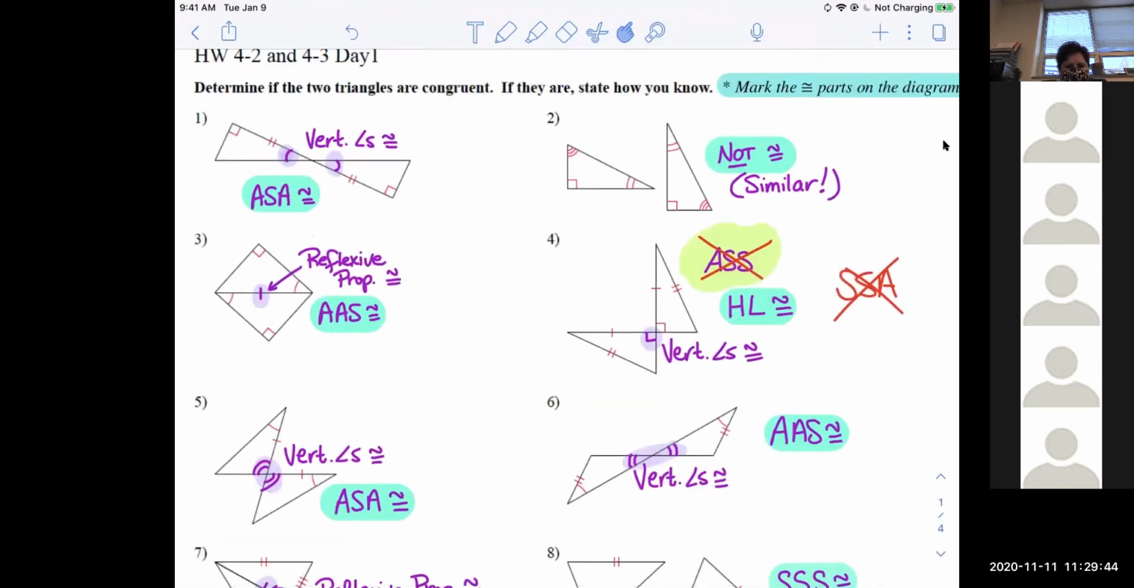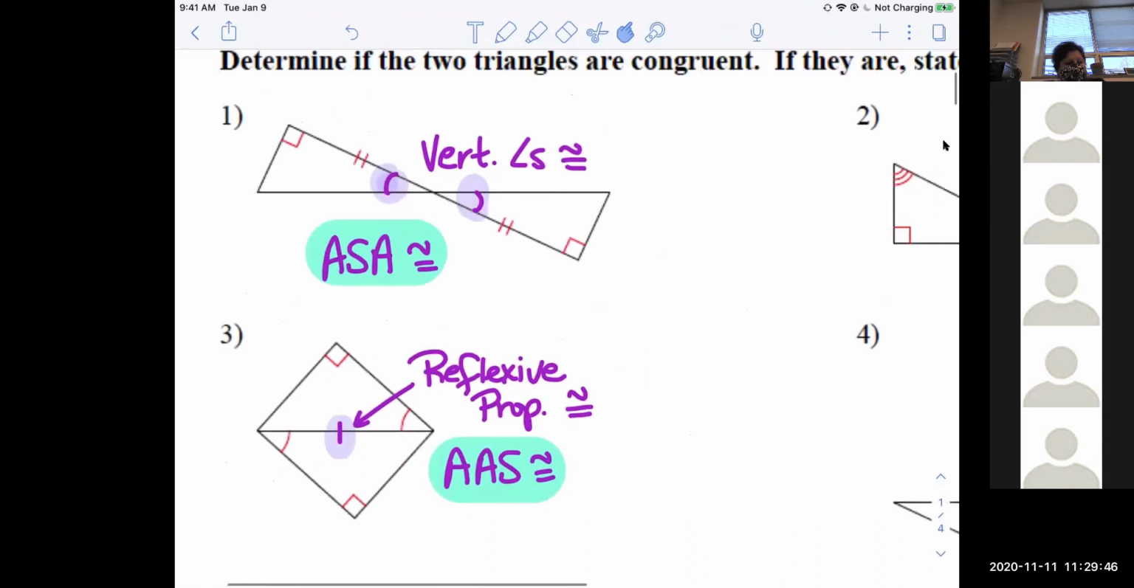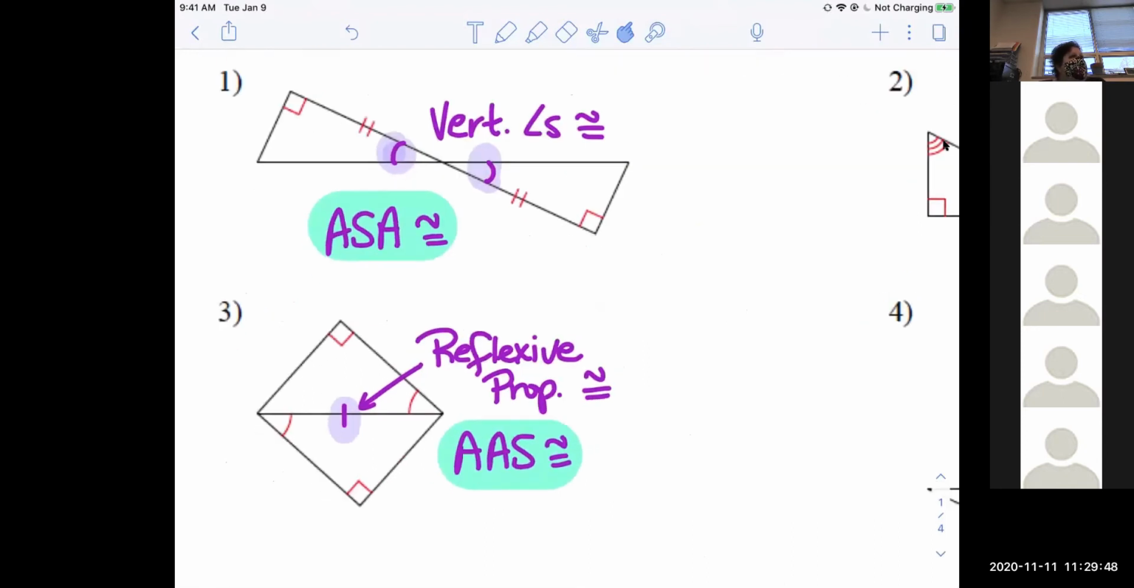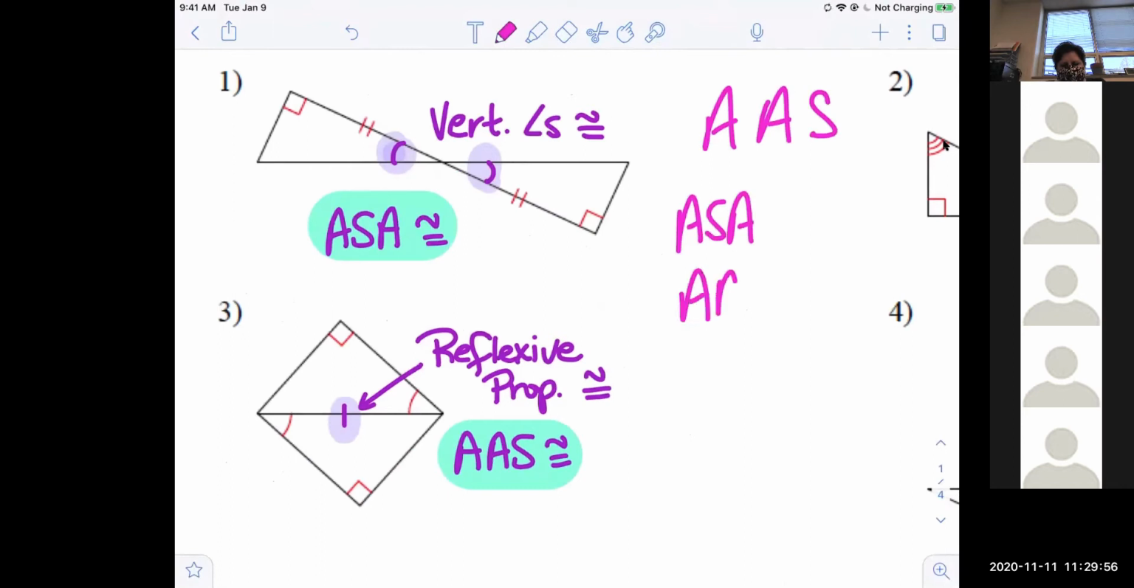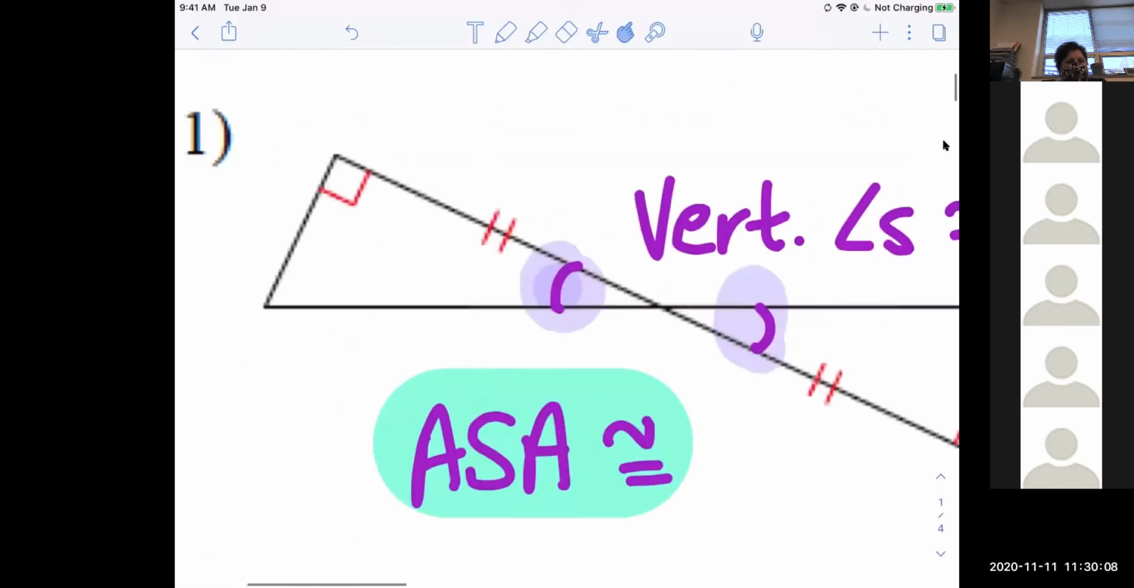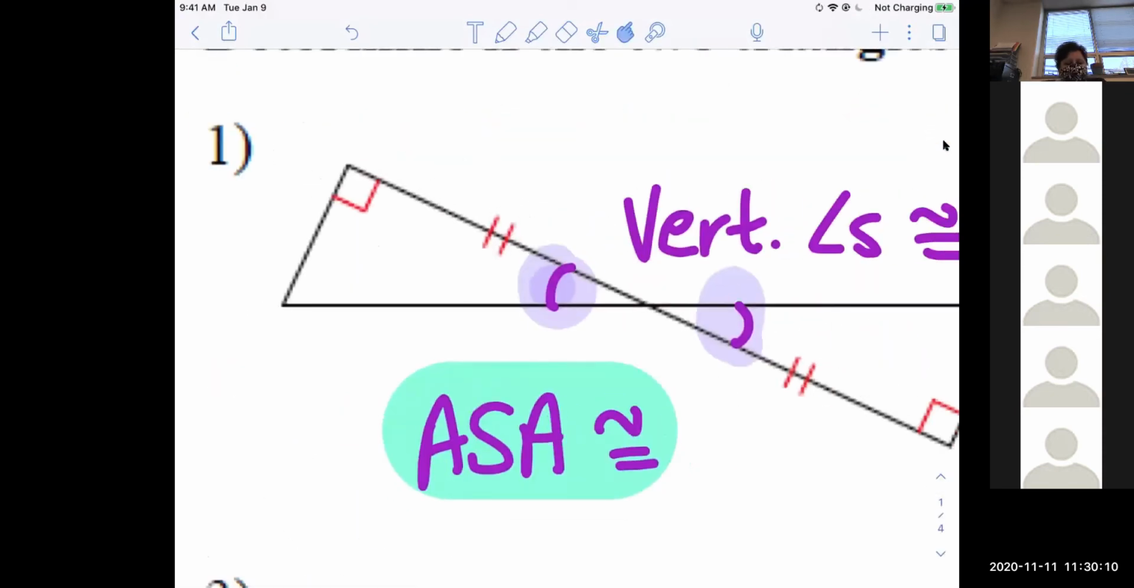Okay, let's talk about the difference between number 1 and number 2. So when you have two angles and a side, how do you know if it's angle, side, angle, or angle, angle, side? Two angles and a side. How do you know which one it is, Diamond? If the side is included or not included. Okay, so when it's angle, side, angle, the side has to be between. It has to be included between the two angle measures that you know.